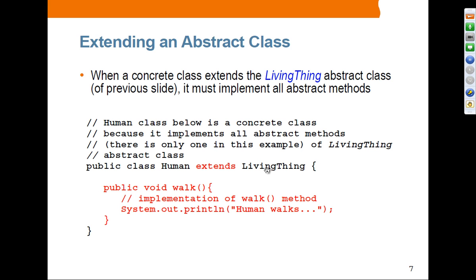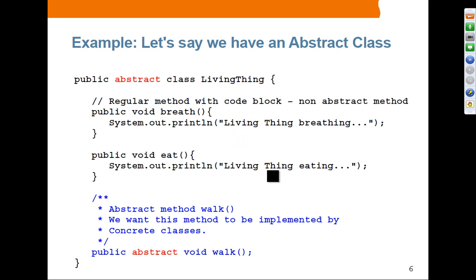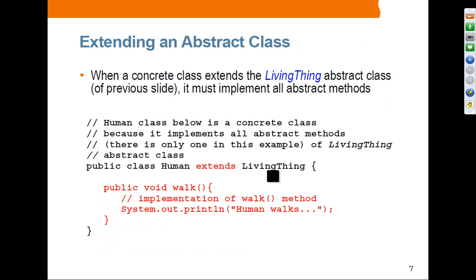Okay? Alright, so let me just repeat one more time. This is an abstract class that contains a single abstract method called walk, and that abstract method has to be implemented by a concrete implementation class, and then that implementation should provide a code block for that abstract method, for all abstract methods. Here we have only one.